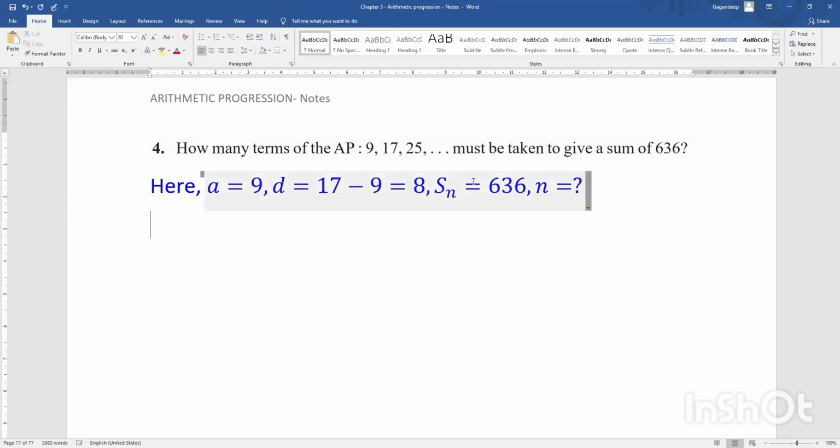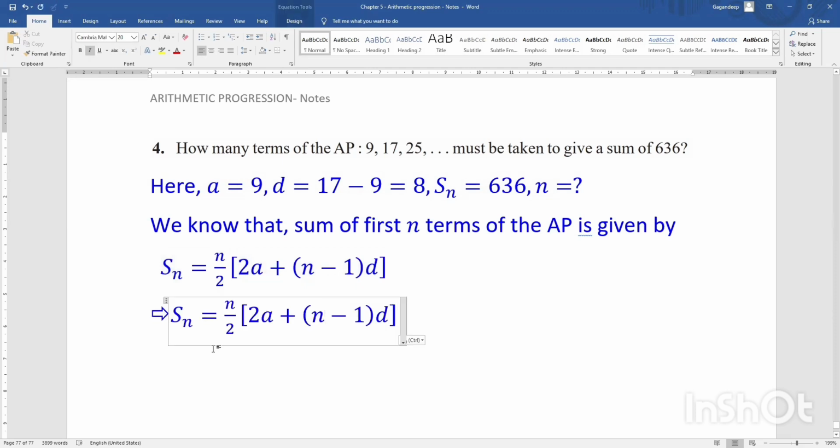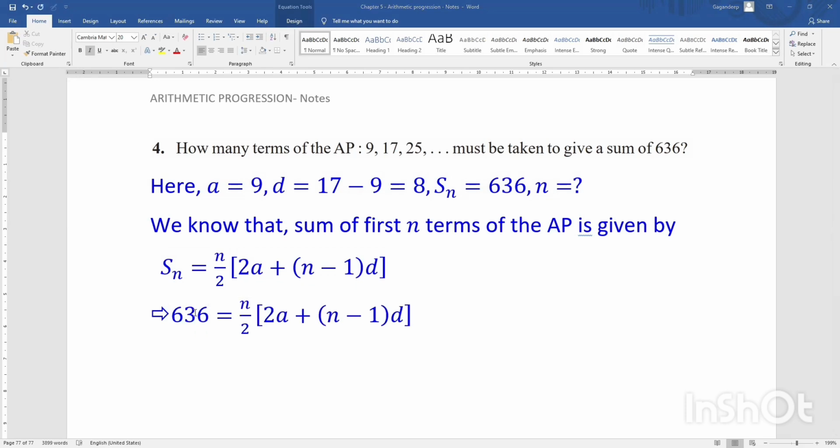Now we know that the sum of the first n terms of an AP is given by Sn is equal to n by 2 into 2a plus n minus 1 into d. Let me take the same formula in my next step and show you the substitution. So Sn is equal to 636, just replace it with 636 here. I don't know the value of n, a value is 9, and then we have n minus 1 into d value. What is the d value? It's 8.